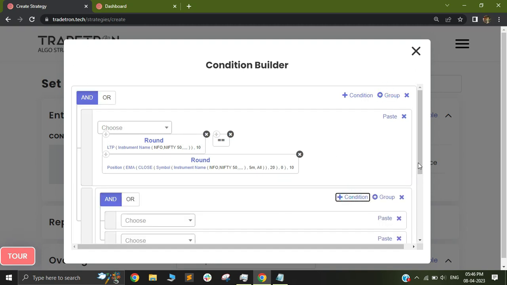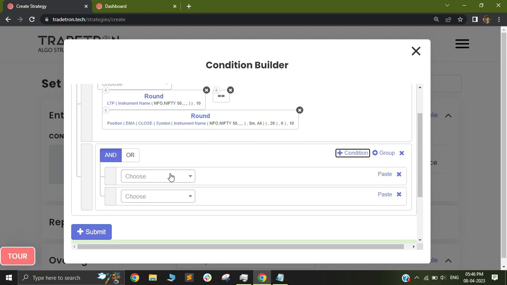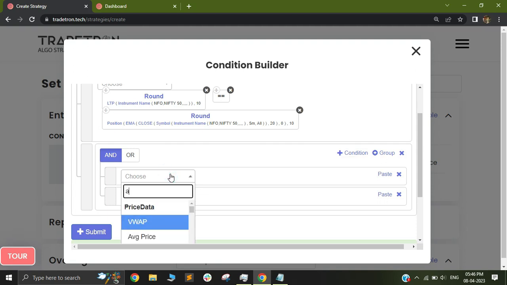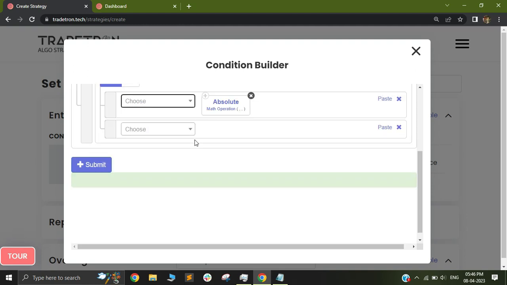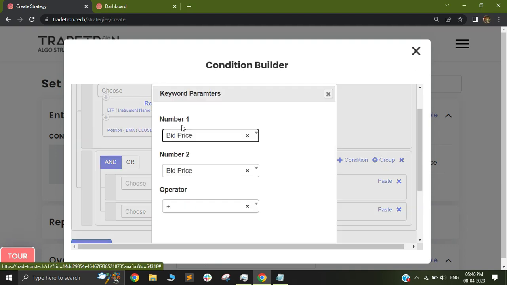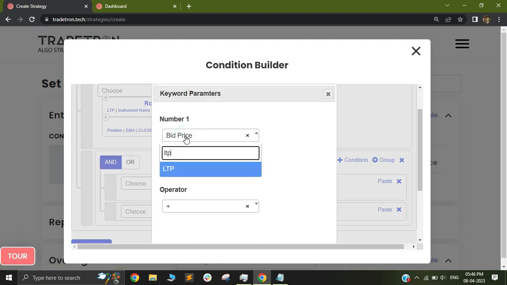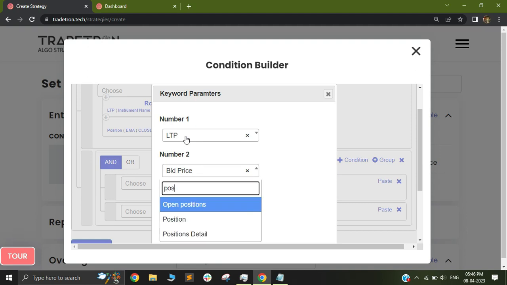Another way to do that would be using the difference, the absolute math operation keyword. I will select absolute just to show you, but you can use any one of them. It's not necessary to use both of them. After selecting absolute, I'll select math operation. The reason we are using absolute out here is that it is possible we are subtracting a larger number from a smaller number, or a smaller number from a larger number. In such a case, we don't want the negative sign to hamper our strategy logic condition. So we will avoid all negative signs by selecting my keyword as absolute, and then in absolute I'll select math operation. Now in math operation, I will have two fields. I can select LTP and I can select position.